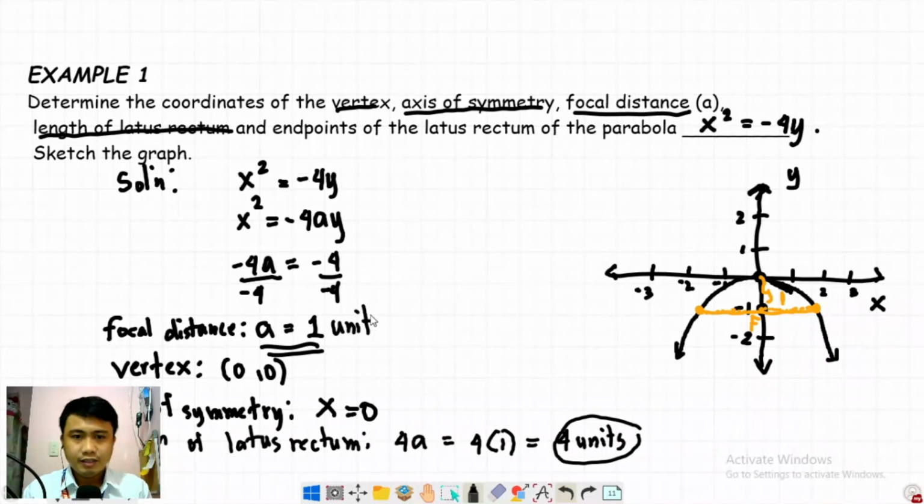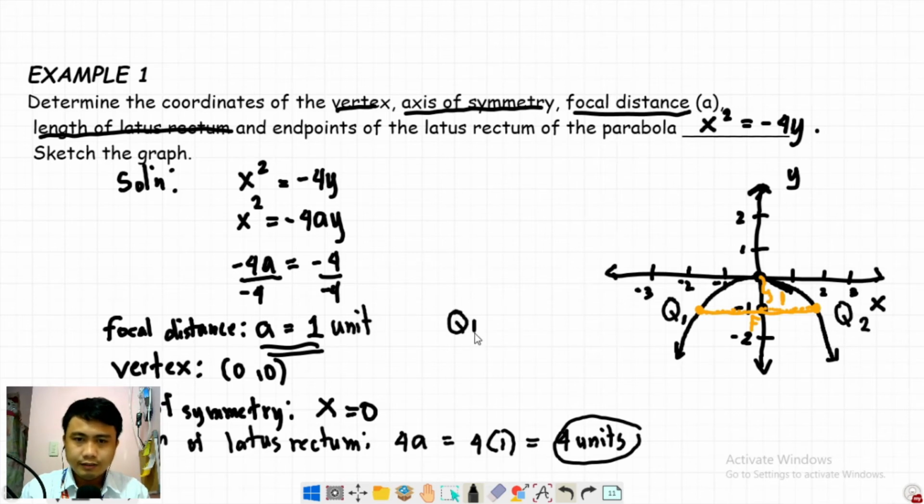Okay, ba yun? And so, very good. Okay. And what are the endpoints of the latus rectum of the parabola? Endpoints of the latus rectum. Okay? So, para hindi tayo mahirapan, siguro, mag-let tayo as Q1. Q1 na lang yung endpoint ng ating latus rectum dito sa left. Dito, ito, that is Q2.